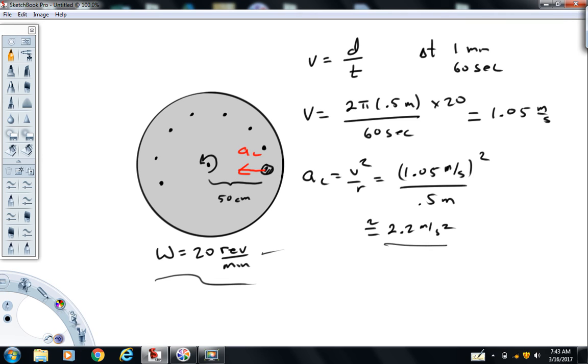So the point of this video was how to calculate the speed of an object that's going in a circle, and how to find its centripetal acceleration. I hope that this has demonstrated that well.